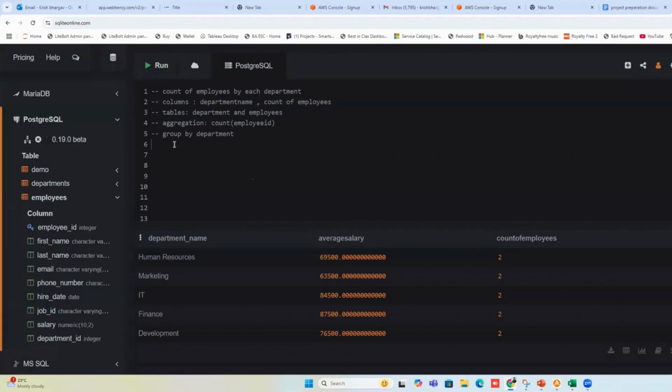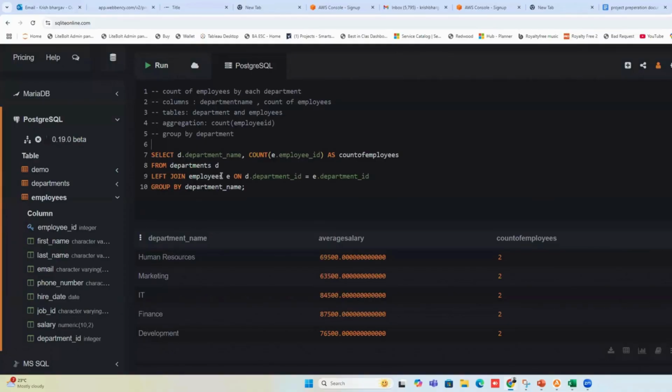So what will be my code? Select D dot department name, count of employee ID as count of employees from department D left join employees E on. Why am I doing left join employees E? Why not inner join? Because we want count of employees. Correct. Because I need all employees, even those who don't have a department also.